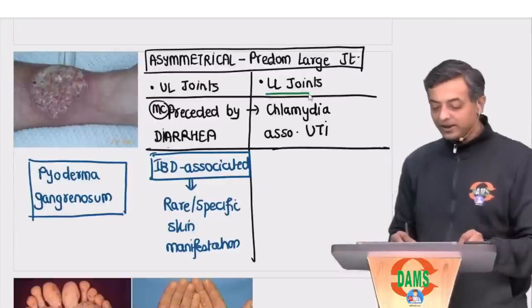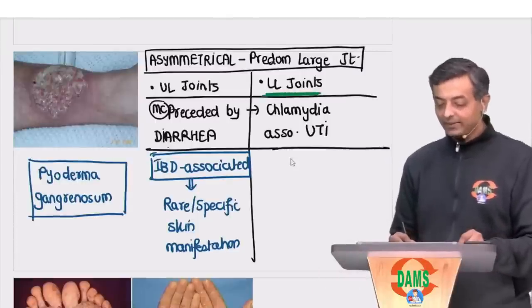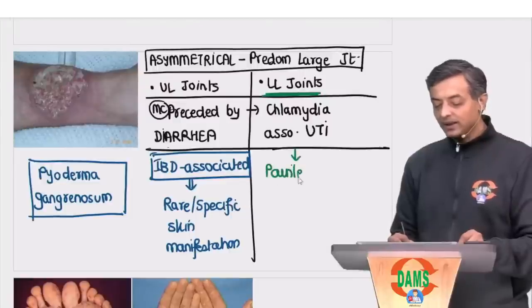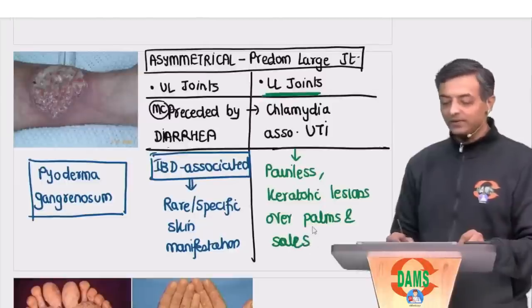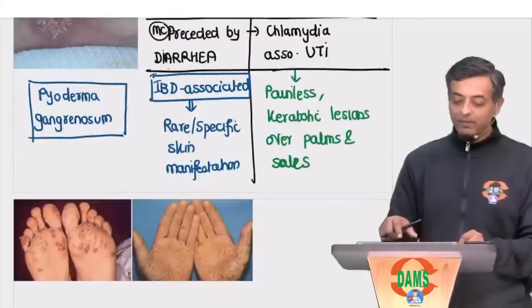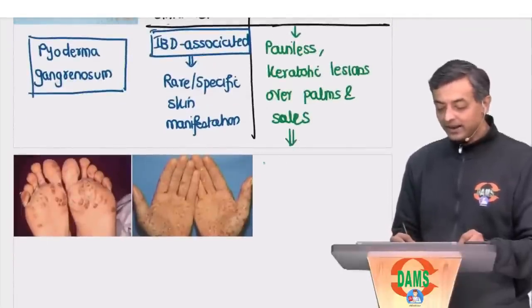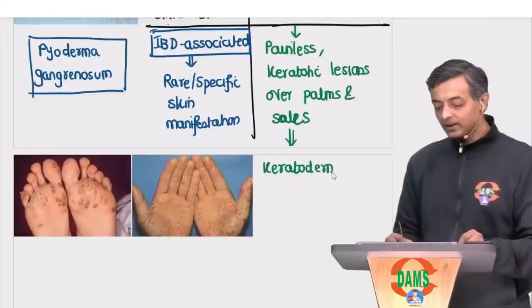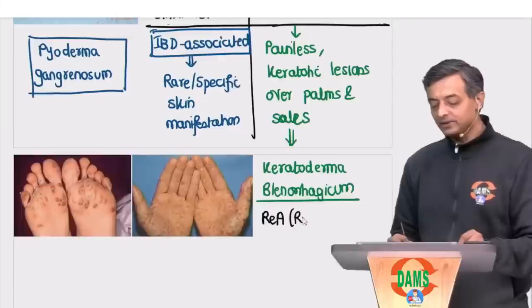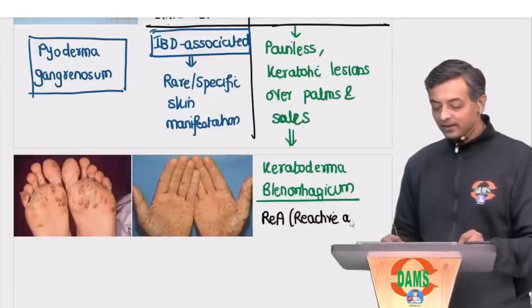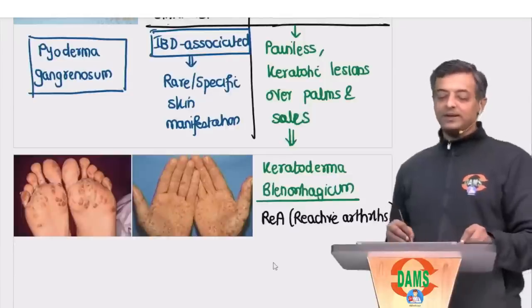But if lower limb joints are affected, there is a history of UTI, and the patient has painless keratotic lesions over the palms and the soles, what will you think of? What do you call this? Keratoderma blennorrhagicum. This is diagnostic of reactive arthritis.